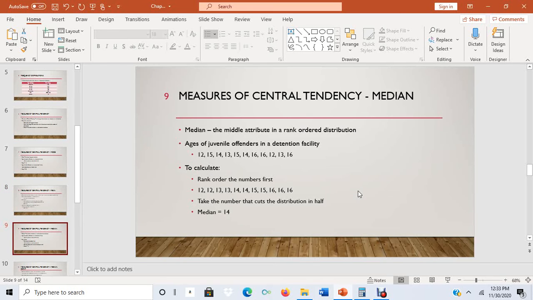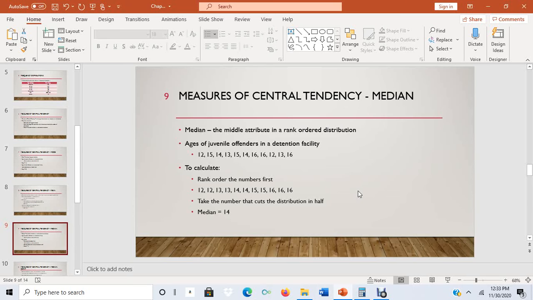Let's talk a little bit now about the median. The median is simply the middle attribute in a rank order distribution. It's the midpoint, the middle, that cuts the distribution right in half. So when you find the median, half the values should be below it and half should be above it.